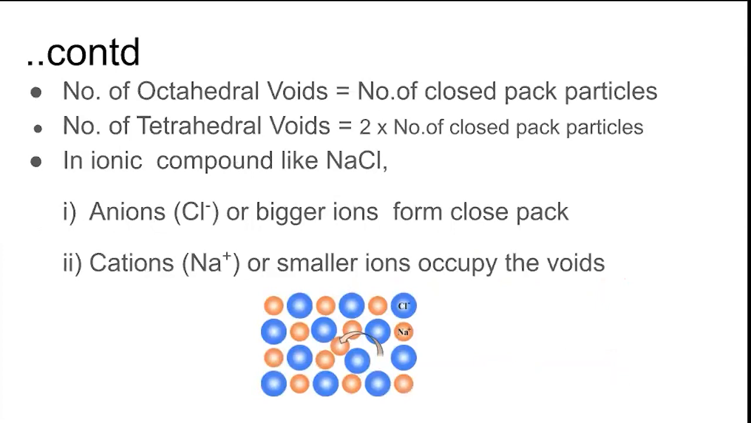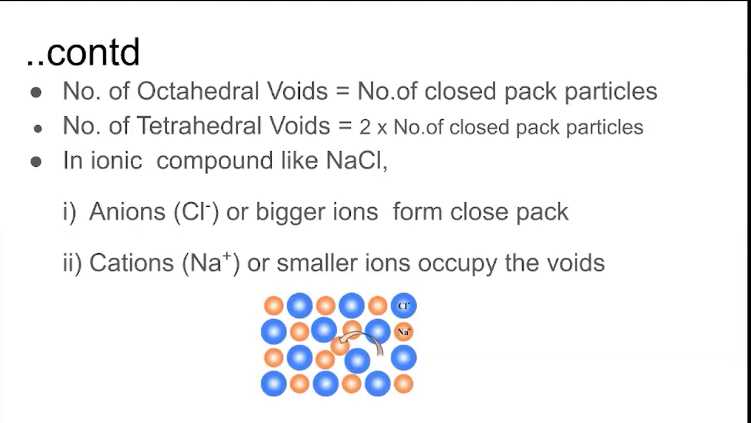These tetrahedral voids are smaller in size, so you will find a greater number of tetrahedral voids, and half of that total number is octahedral voids. They will be lesser in numbers. In any ionic compound like NaCl, as we have seen in the last class, there are different types of compounds. There could be molecular, covalent, ionic, all these things.